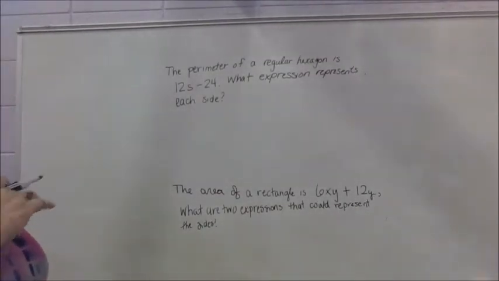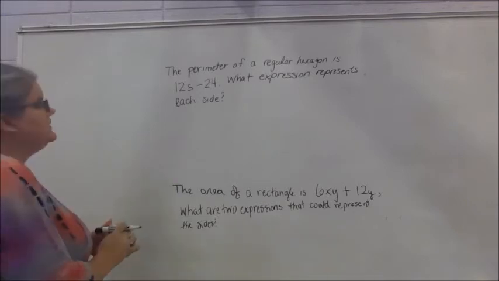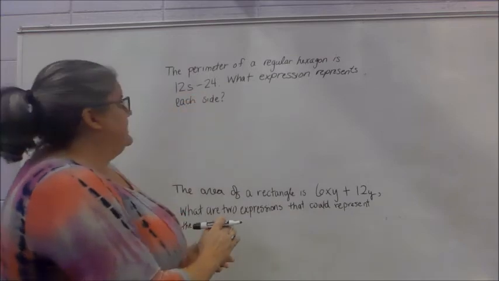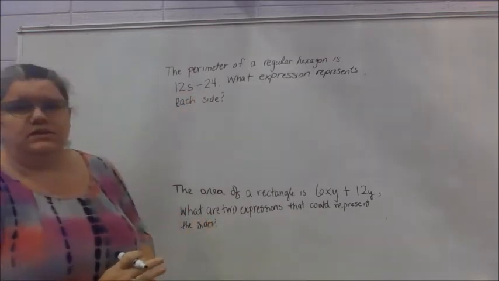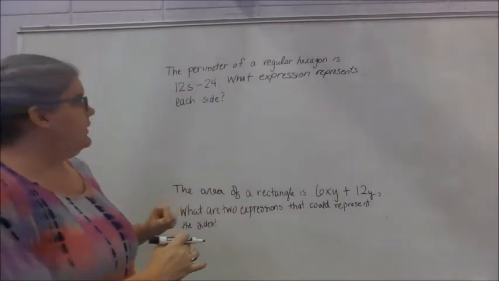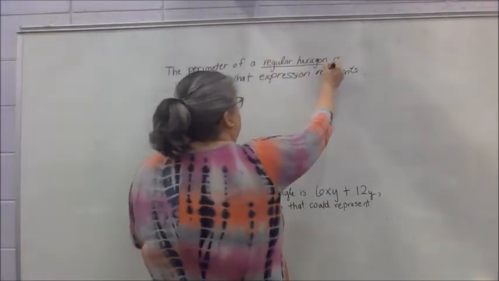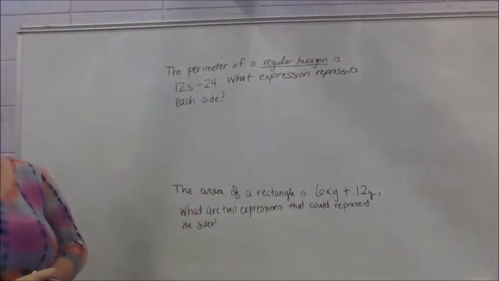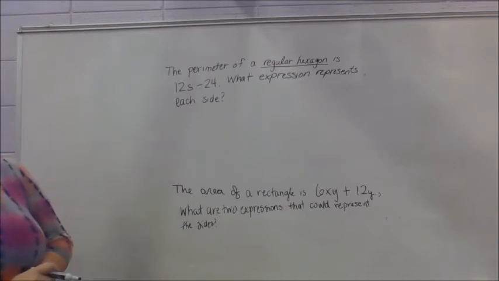So I'm back with a perimeter question and an area question. So it says the perimeter of a regular hexagon is 12s minus 24. So some things you need to know to be able to do this question is you have to know what it means to be a regular hexagon. So think about that just for a second, and then I'll kind of define it for you.